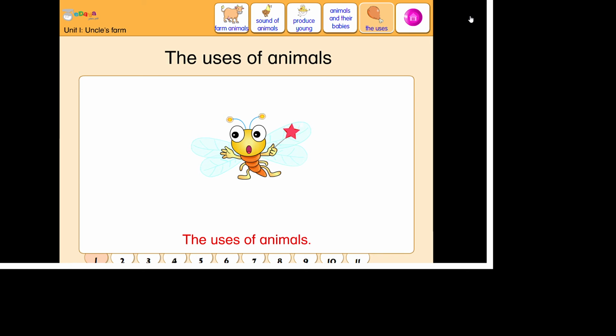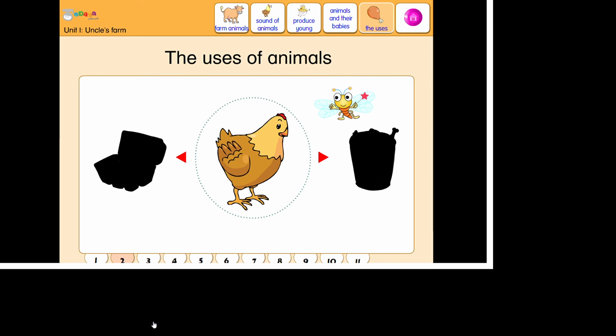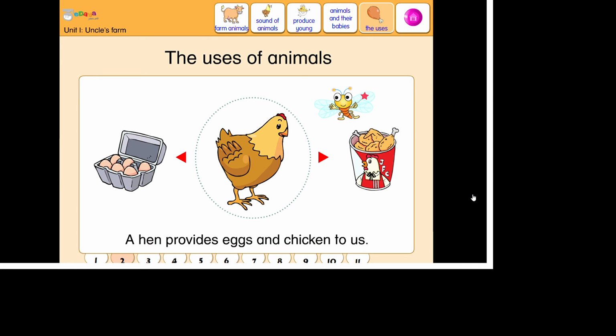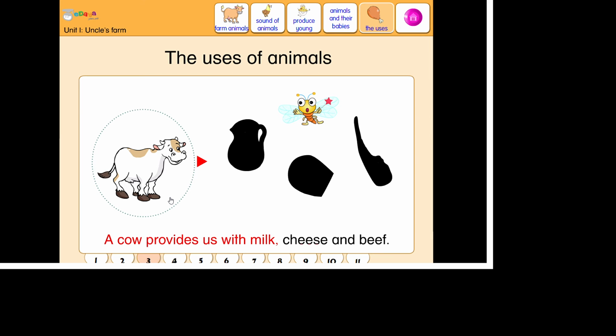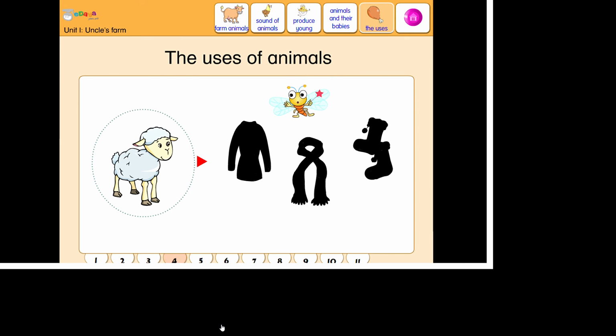The uses of animals. What does a hen provide us? A hen provides eggs and chicken to us. Do you know what a cow provides us with? A cow provides us with milk, cheese, and beef. What does a sheep provide us? A sheep provides us wool to make a sweater, scarf, and stockings.